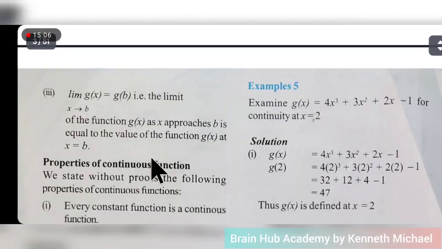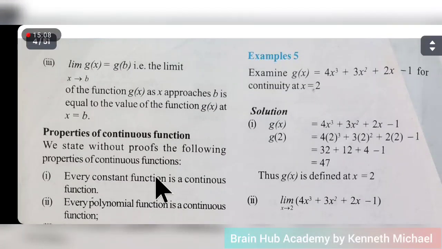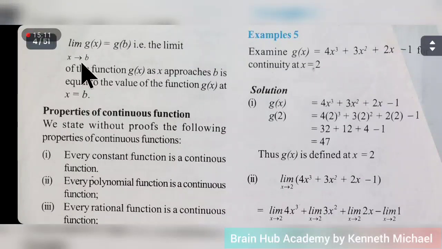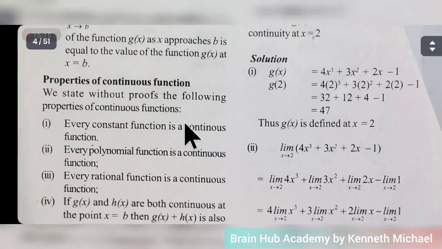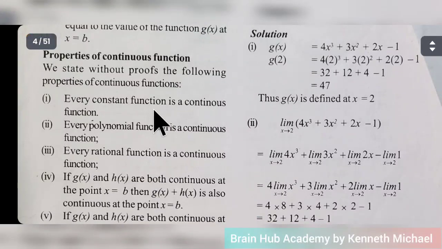That is what that properties is talking about. Okay, so the condition rather. So now the properties of continuous function, let's look at the properties. Now what we just saw now is a condition for a function to be continuous. So now let's look at the properties. How does it behave? We state without proof the following properties of continuous function.